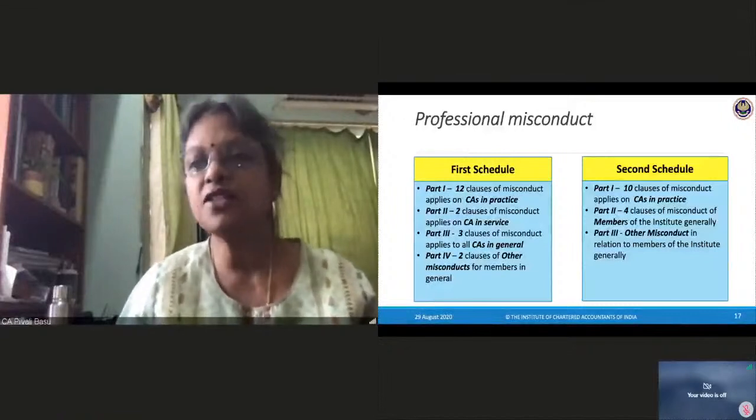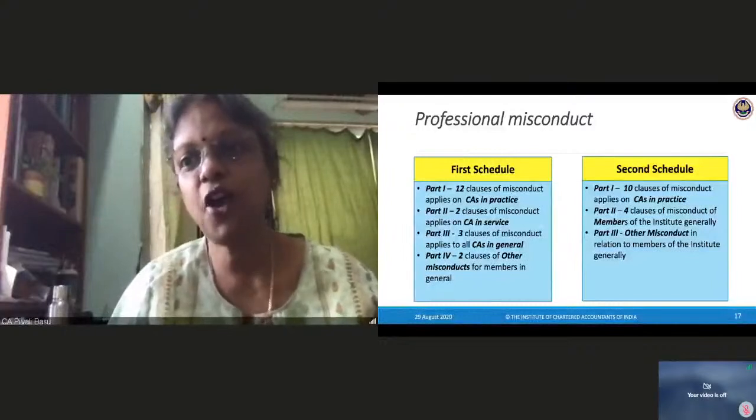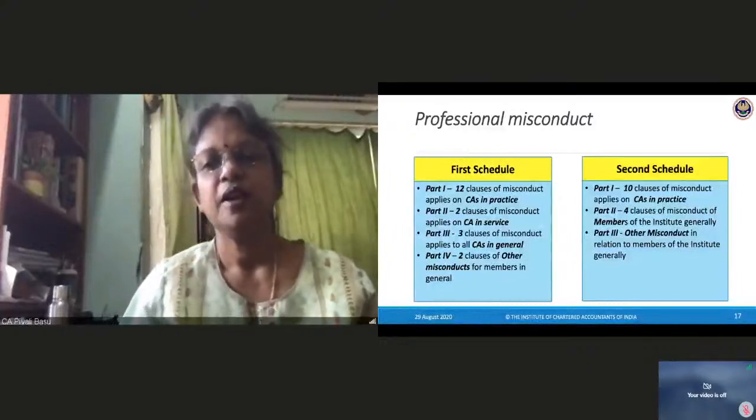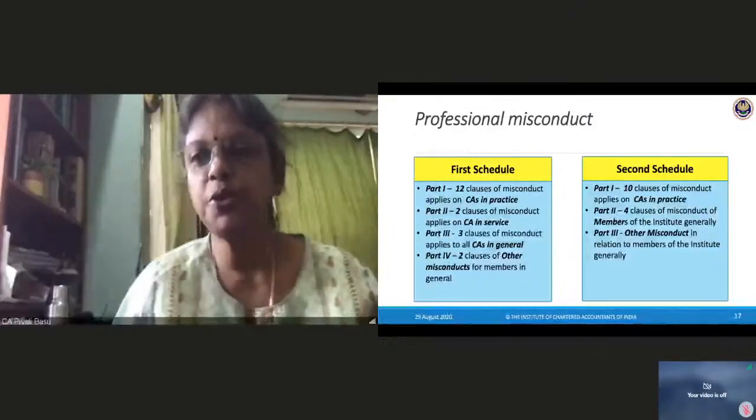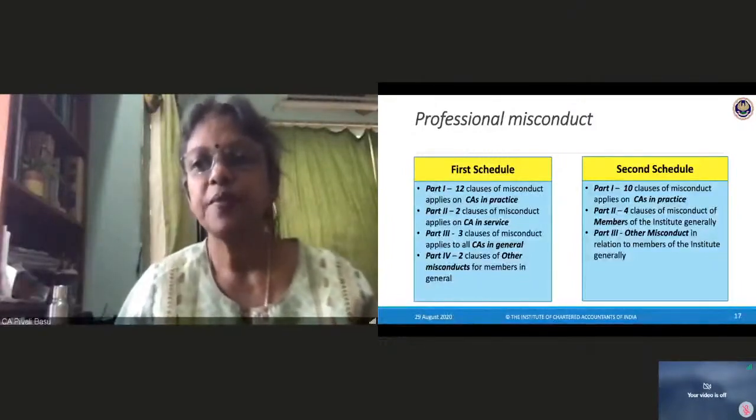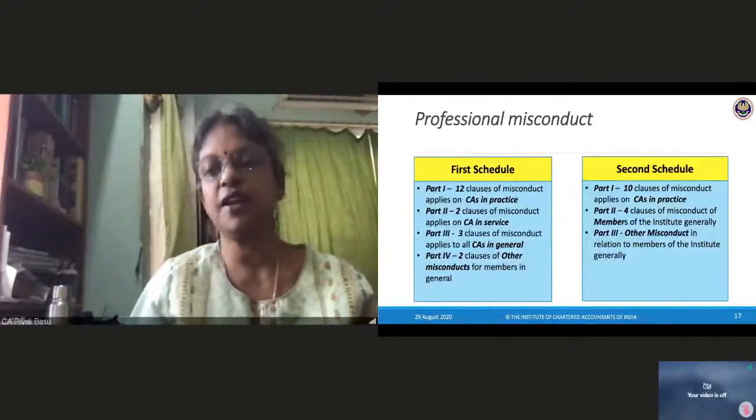The third class for the Professional Code of Conduct. Today we will be discussing the second schedule and some guidelines given by the Council, the Institute of Chartered Accountants of India.